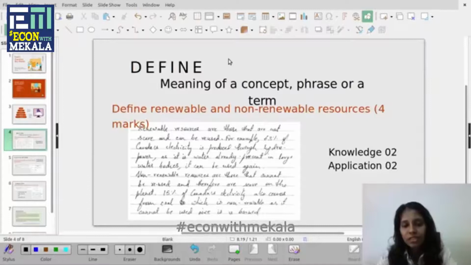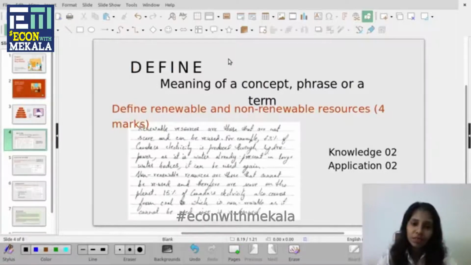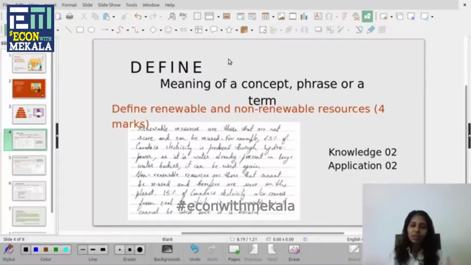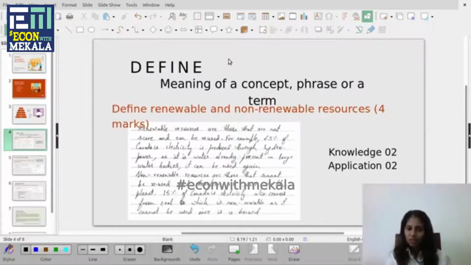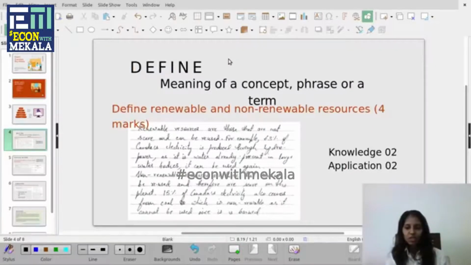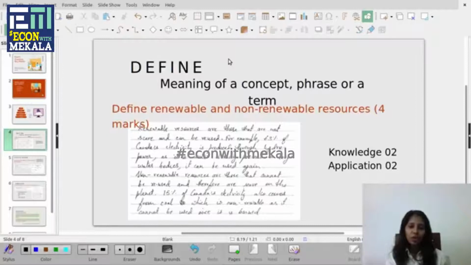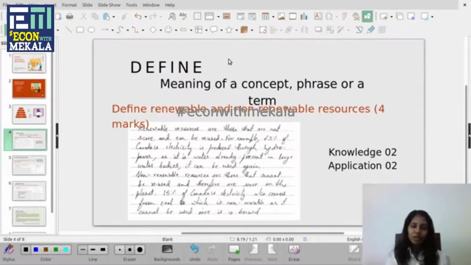So it's important to understand what is meant by define and what is the depth of the answer the examiner is expecting from you. So if it is a 4 marks question, this is a very common structure they use in questions: knowledge 2 marks and application 2 marks. So as a student, you should be able to write the answer demonstrating your knowledge about renewable and non-renewable resources, also applying this theory into the case study they have given and giving some explanation about them. So that is the first type of keyword I wanted to discuss, that we call define.